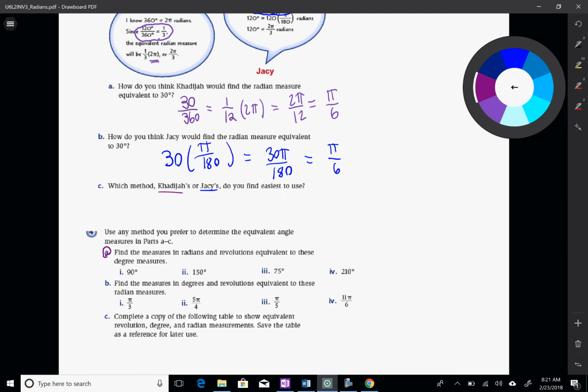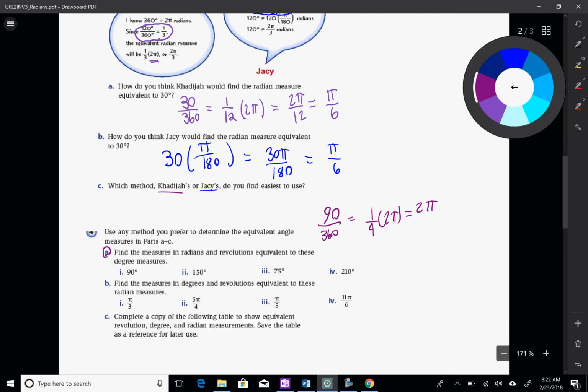All right, so in part A, pause the video and try these before you watch this. If you're watching this, I'm assuming that you've already tried part A. So let's start with Khadija's method for 90 degrees. 90 degrees out of 360 is 1/4. If I multiply 1/4 by 2 pi, I get 2 pi over 4, which simplifies to pi over 2. So 90 degrees is pi over 2 radians.